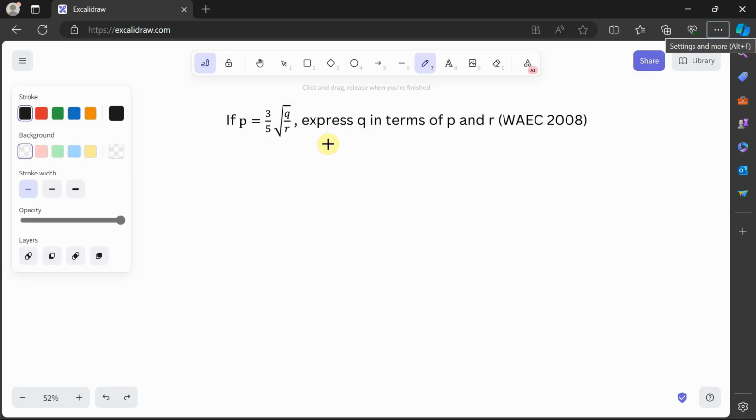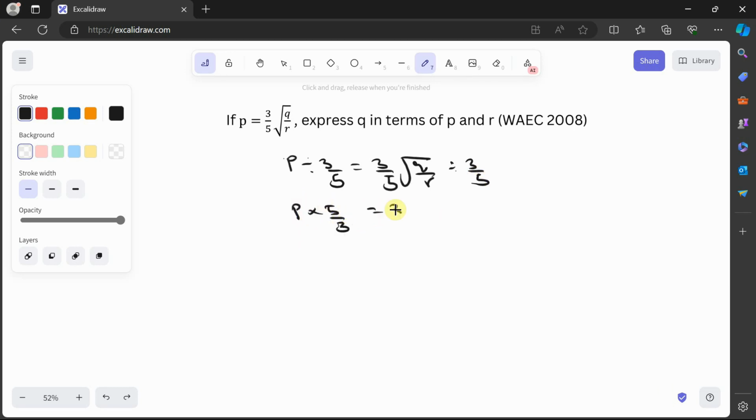So like always, we want to isolate anything that has to do with q. So to make the square root of q over r stand alone, I divide both sides by 3 over 5. So that will be p divided by 3 over 5 is equal to 3 over 5 square root of q over r divided by 3 over 5. So this is like saying p times 5 over 3 is equal to 3 over 5 square root of q over r times 5 over 3. So 3 will cancel 3, 5 will cancel 5. So what we have here is 5p all over 3 is equal to square root of q over r.